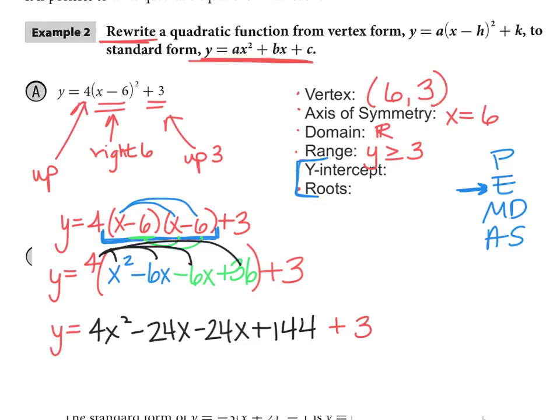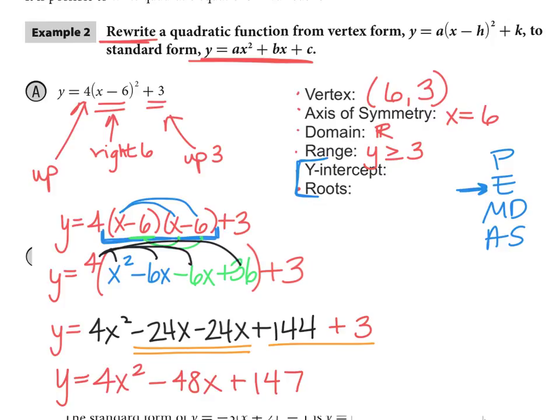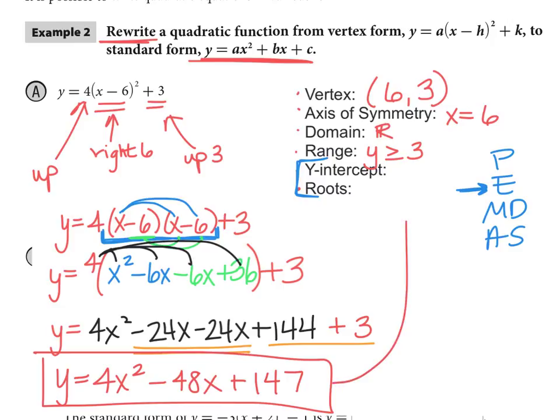So I'm just looking for anything that I can put together to make this any simpler. So I've got two terms that have x's, and these both are just numbers at the end. So if I'm rewriting in standard form, my last statement is y equals 4x squared minus 48x. I'm adding those together. Remember, when you add, the exponents don't change. Plus 147. All right, there's my standard form. And that will help us answer my last question of what's my y-intercept, which should be 147. Remember, it's the number that's by itself.